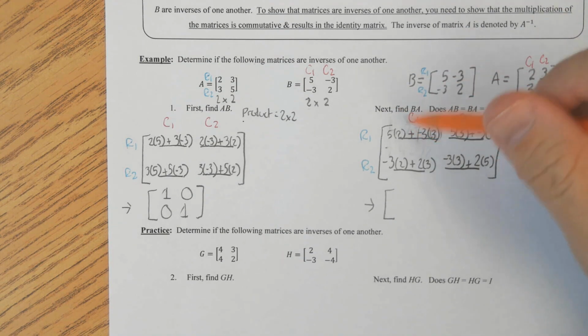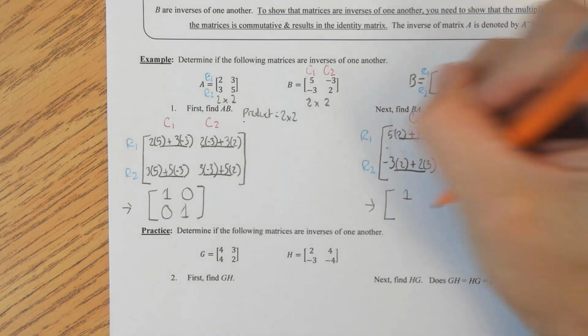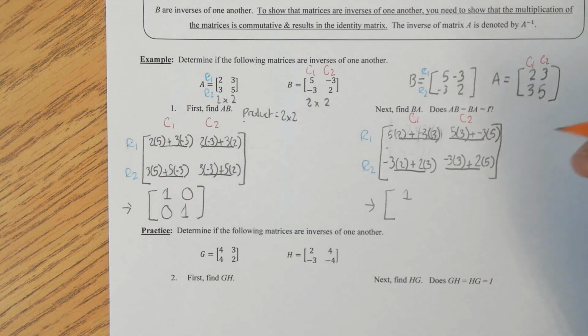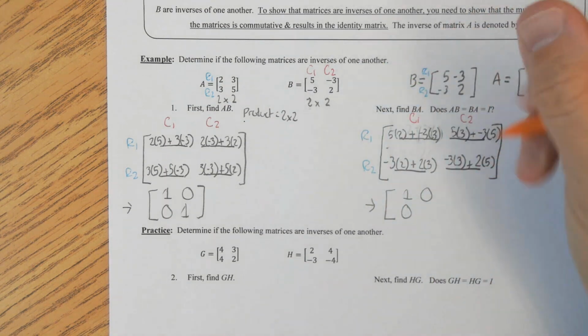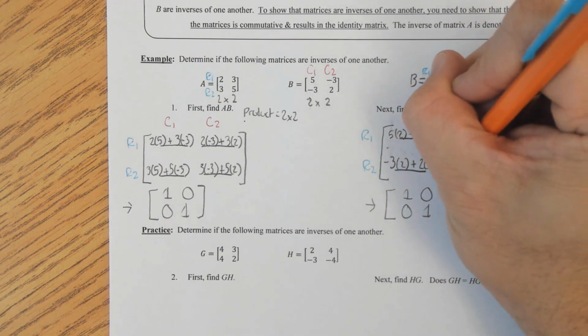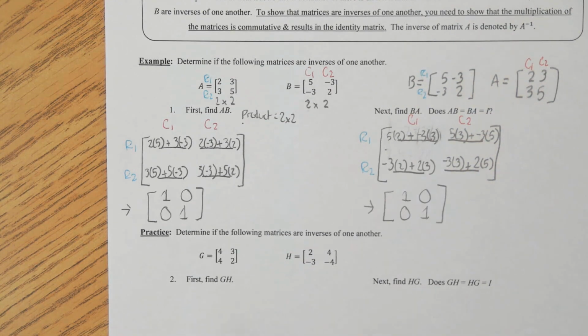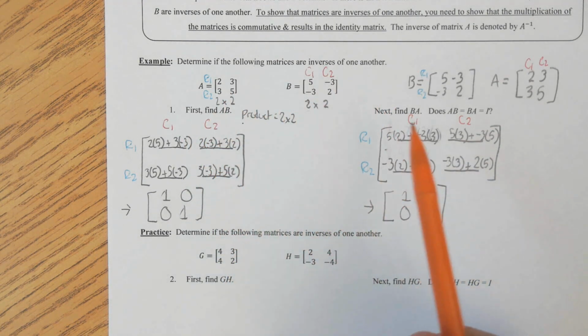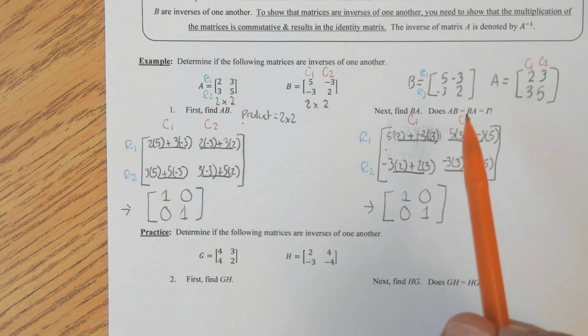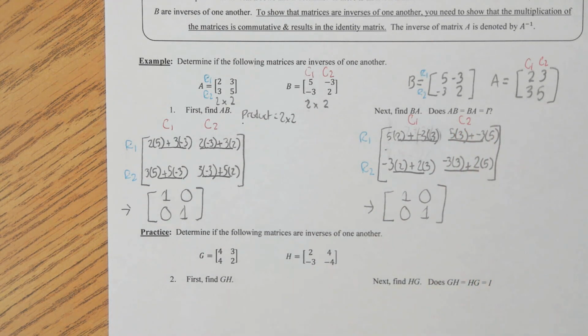So we get 10 minus 9, which is 1. 15 minus 15, 0. Negative 6 plus 6, 0. And then negative 9 plus 10, that's a positive 1, so yes. So since I got the identity matrix for doing A times B and B times A, these two are inverses of each other. They're inverses of each other because AB equals BA equals the identity. This is true because I got the identity matrix for both.